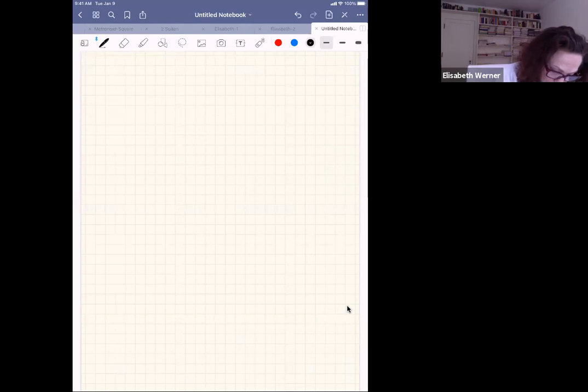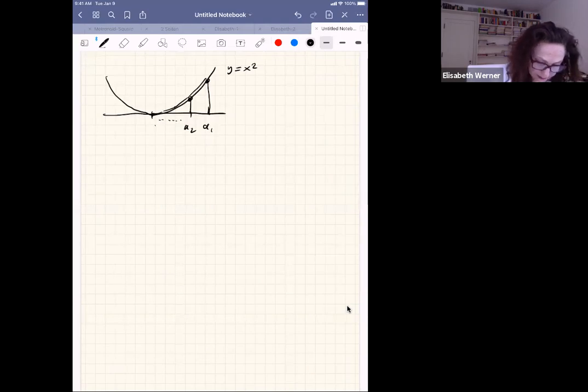Why do we call it almost polygonal bodies? The construction goes like so. We look again at this function y equals x squared, and then we take a sequence a1, a2, and so on, that converges to zero at a certain rate. And as before, we take the convex hull of the points (a_i, a_i squared).